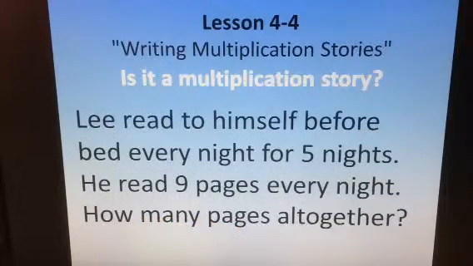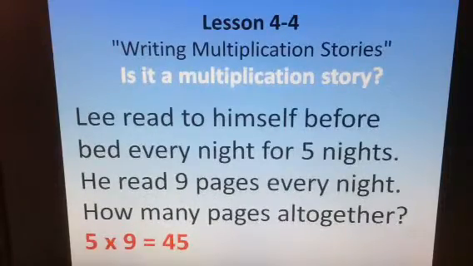Lee read to himself before bed every night for 5 nights. He read 9 pages every night. How many pages altogether? Some students thought this was not a multiplication problem because it doesn't say each. I changed it a little bit, tried to make it tricky. I said 9 pages every night. I could have said 9 pages each night. It is a multiplication story. It's 5 times 9.